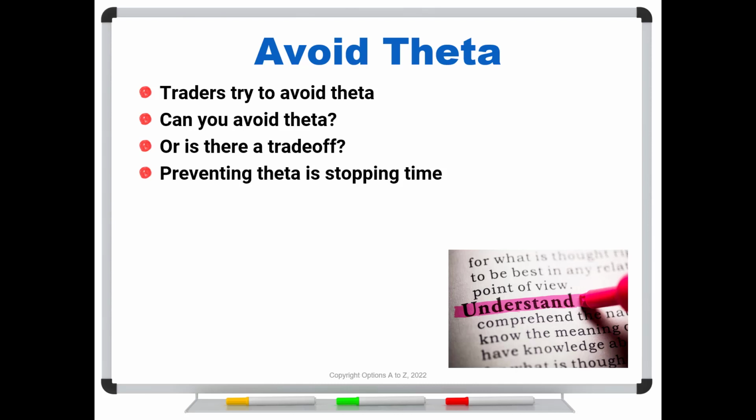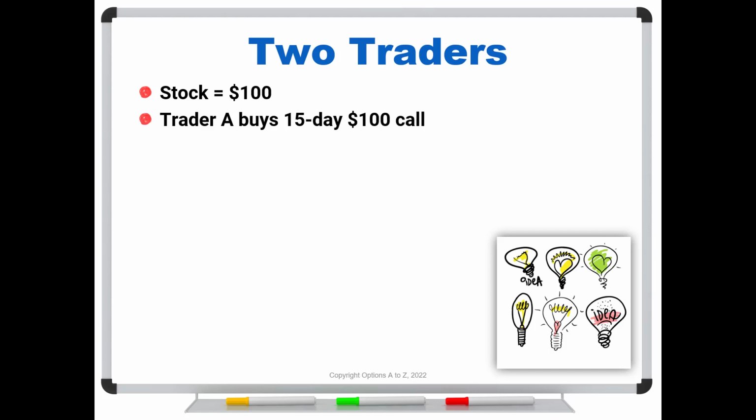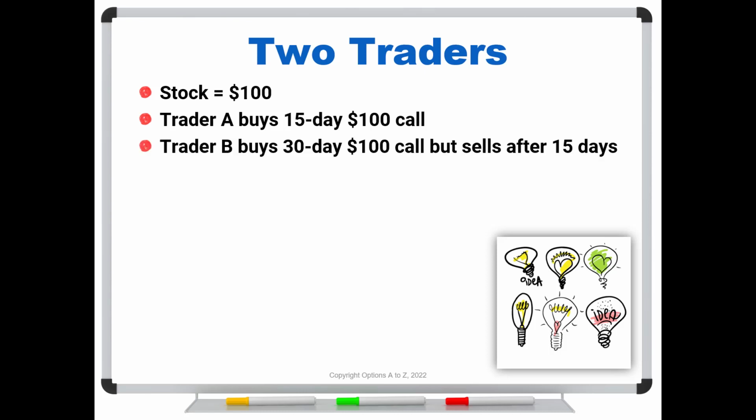So let's look at a simple example and find out why it's not so easy to just overcome theta. And to do that, we're going to look at two different traders, and we're going to put the stock at 100, and we're going to say that trader A buys a 15-day $100 call. So it's an at-the-money option, and trader B says, you know what? I don't want to be exposed to this heavy time decay of a 15-day option. So I'm going to outsmart it. I'm going to buy a 30-day $100 call, but I'm going to sell it after 15 days.